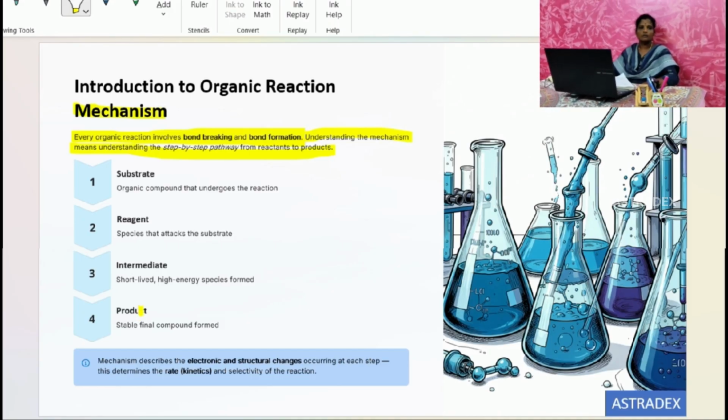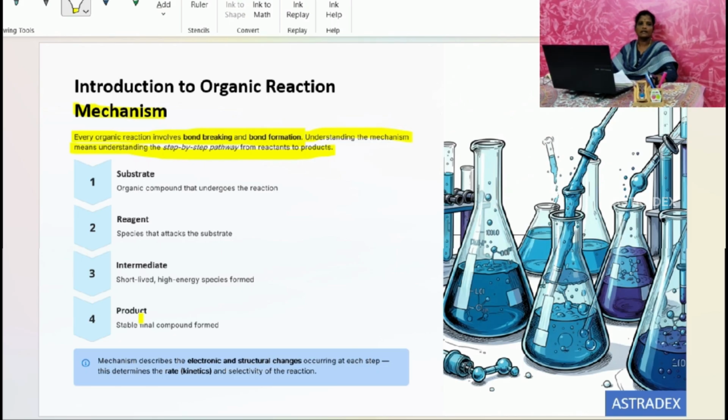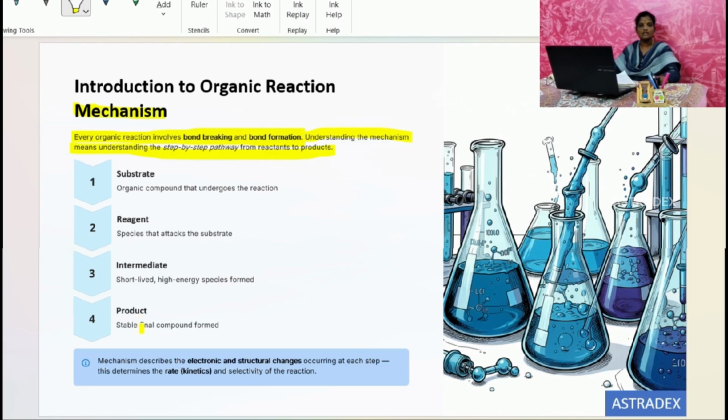In a stoichiometric equation, you can simply see only the reactant leading to the product. But the mechanism helps by showing what steps are involved to form the product. That's why we are going to see the step-by-step pathway of how the reactant is converted to the product.